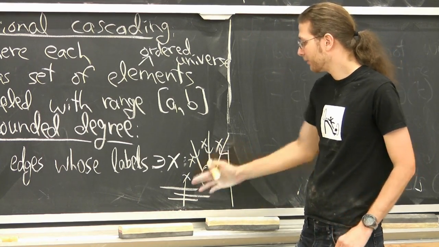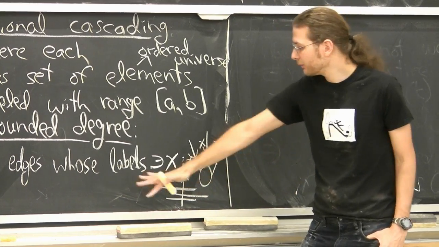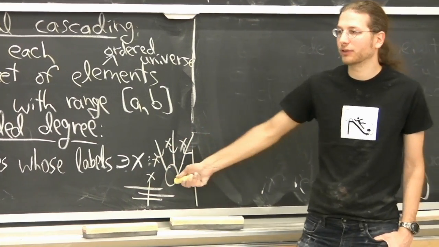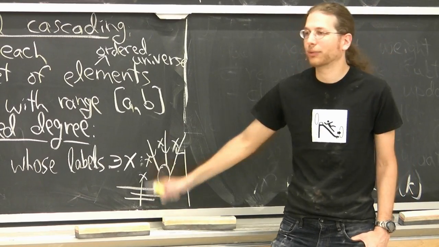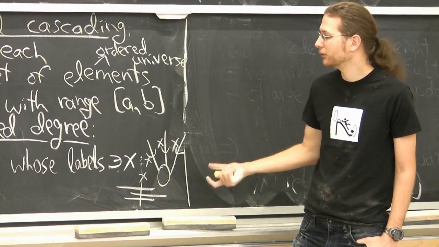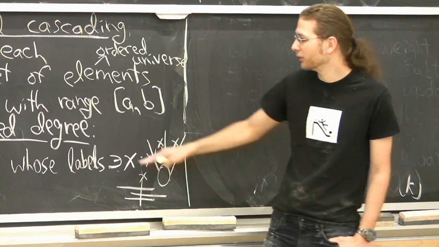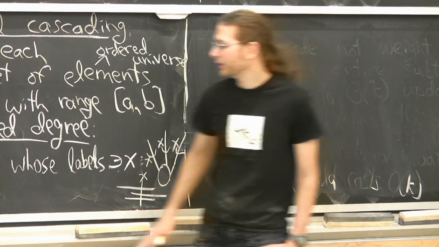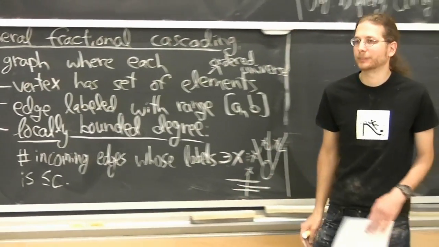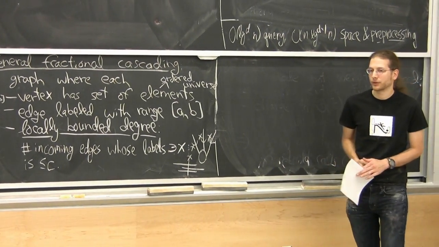So I'm looking at, if you laid out all the intervals incoming into this node, what is the maximum depth of those intervals? What's the maximum intersection between all those intervals? That is your local degree, and as long as that's a constant, you're happy. All right.